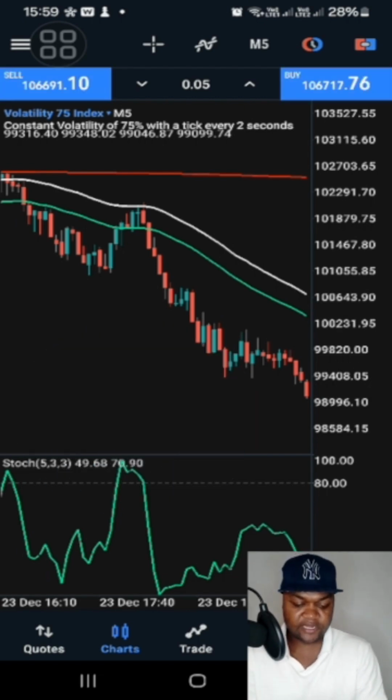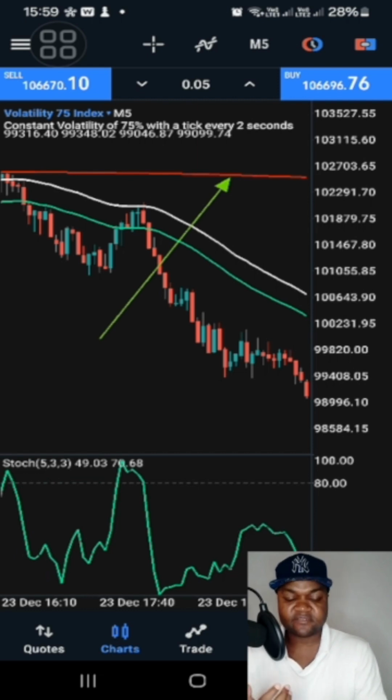I'm going to first of all talk about this red line. This particular red line that we have here is our trend filter. It tells us when to buy and when to sell. So when the price is below this particular line, we are going to be looking for selling opportunities.